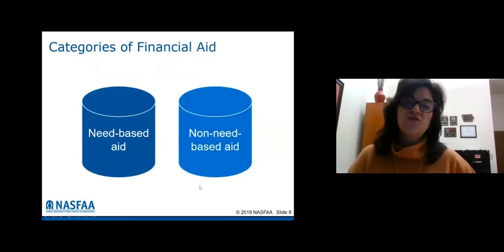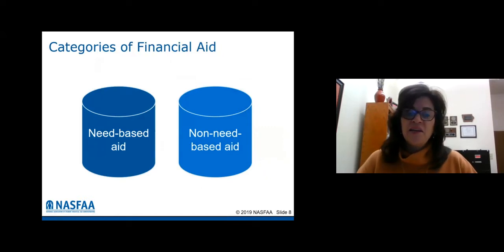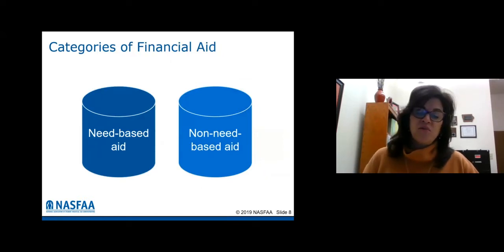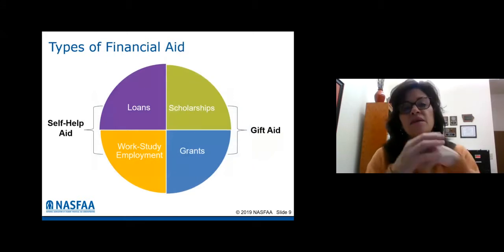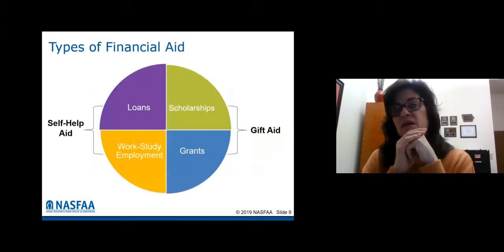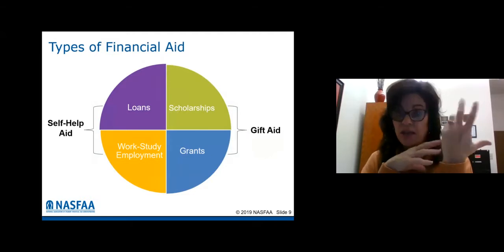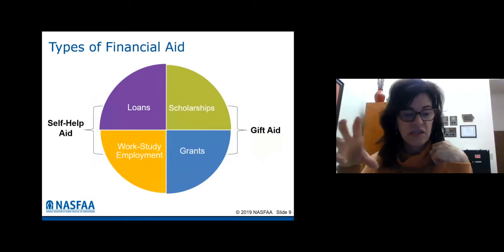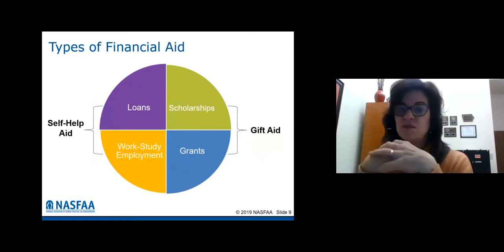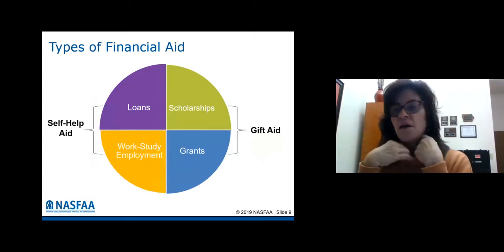So categories of financial aid, there are need-based aid and non-need-based aid. We're going to talk about both a little bit tonight. Okay, and then the types. Really, there are 4 types of financial aid. Well, there's a lot of different financial aid, but there are 2 main categories. Gift aid, which is the good stuff. That's like the scholarships and grants that students don't have to pay back.